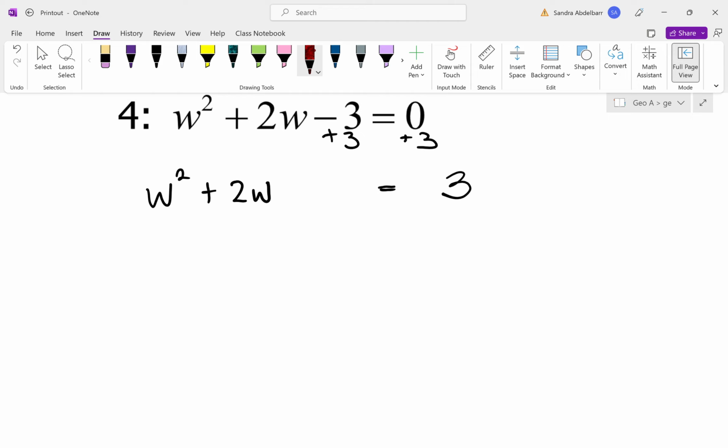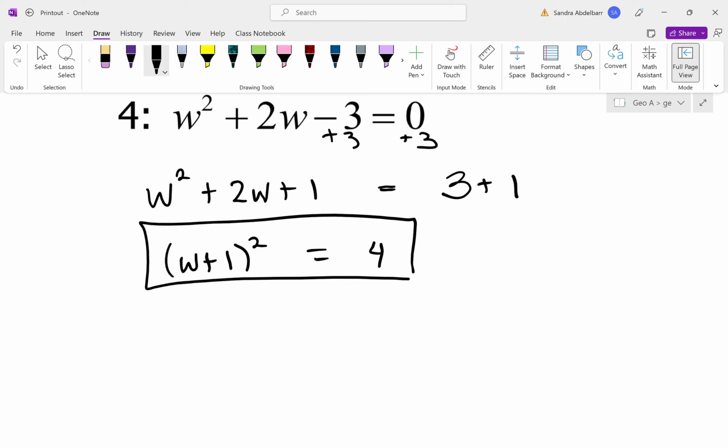You put 1 there, so then it'll be w plus 1 squared. Yeah, wait, first we got to add the 1 on both sides. Yeah, then it'll be w plus 1 squared. You got it. Then we factor and we get w plus 1 squared equals 4. How many people got that? Great. All right, moving on.